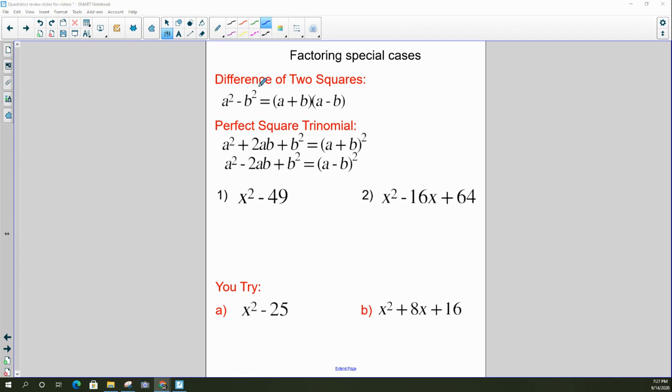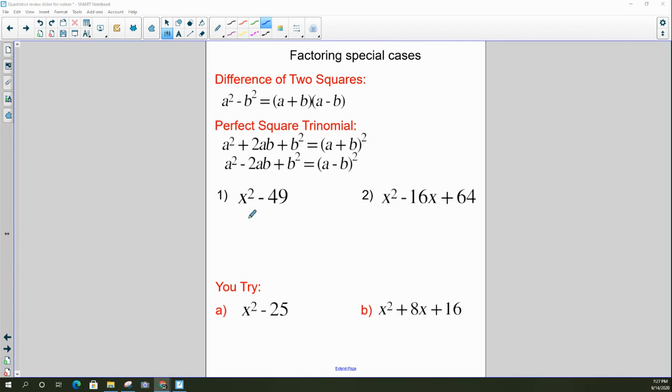So the difference of two squares is going to be a quadratic binomial where the first term and the second term are both perfect squares, and they have to be being subtracted. Okay, the sum does not work. That's why it's called the difference of two squares. And when you have this special case of two perfect squares being subtracted, then you can factor it in this form, where it's just the square root of the first term plus the square root of the second term times the square root of the first term minus the square root of the second one.